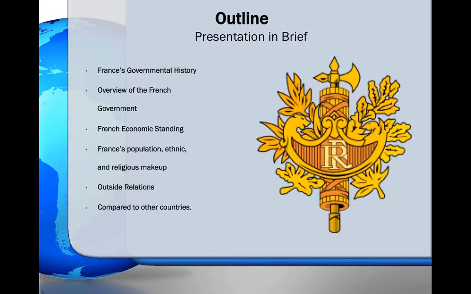And given the fact that we are taking comparative politics, we'll be comparing France's method of governance with that of Germany and the United States, and we'll see how and why they developed somewhat differently.